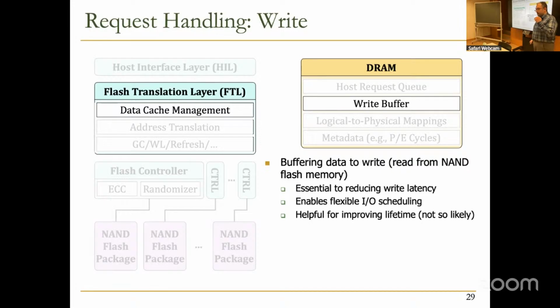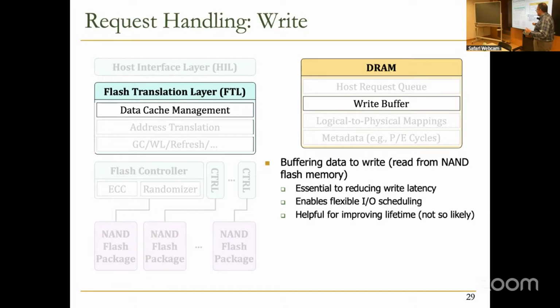It's also helpful for improving lifetime. Essentially, you're going to see that in flash memory, we have these program erase cycles. Whenever you program to flash memory, you are causing wear out. You're aging your flash memory essentially, and each flash memory cannot tolerate more than a certain number of program erase cycles. So as much as you can write to this write buffer and filter your writes without going to the flash memory, that's a good thing, right?